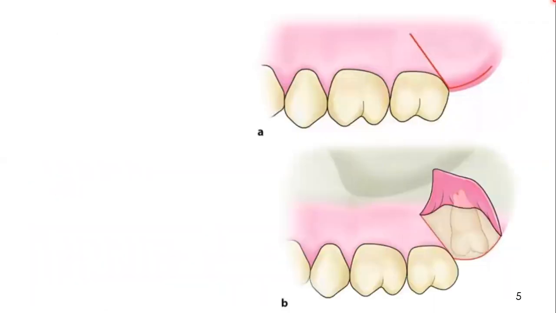Now, this is the second one, that is the triangular flap. You should know the landmarks of the triangular flap. It starts similarly on the distal aspect of the second molar, at the maxillary tuberosity area, and then it will move towards the distal aspect of the second molar, and here it will go vertical.